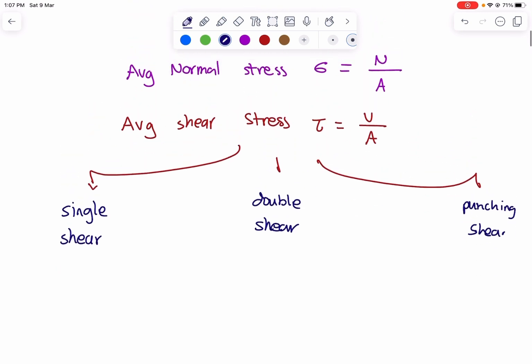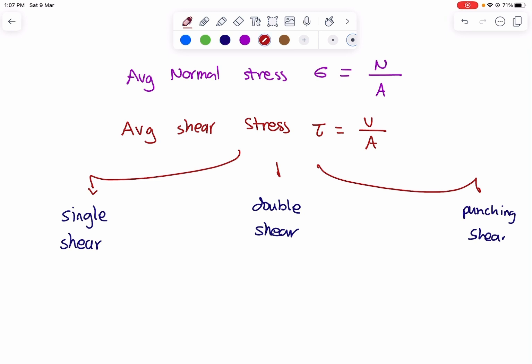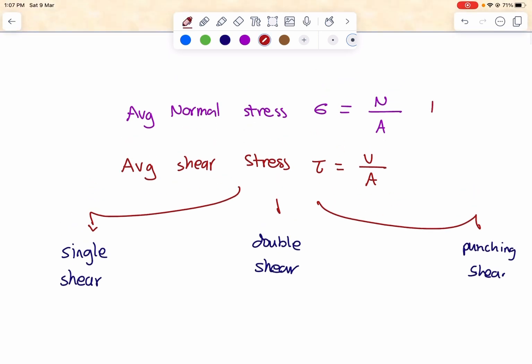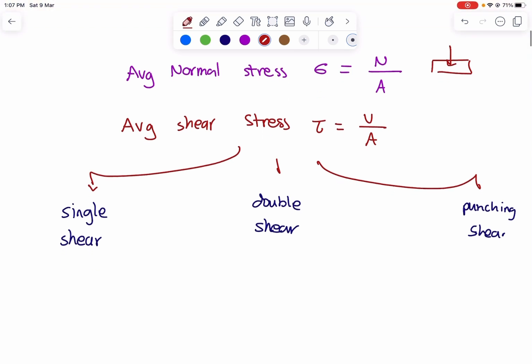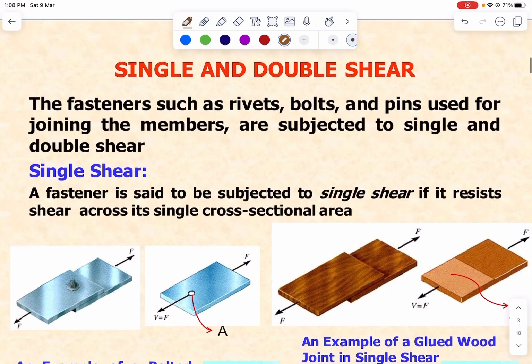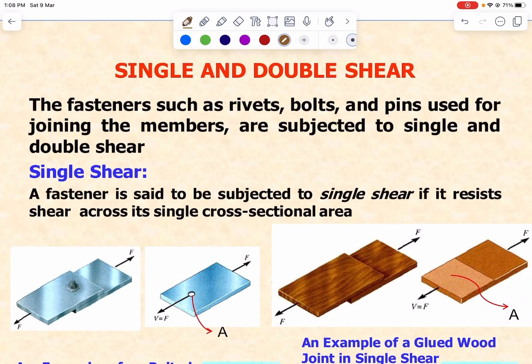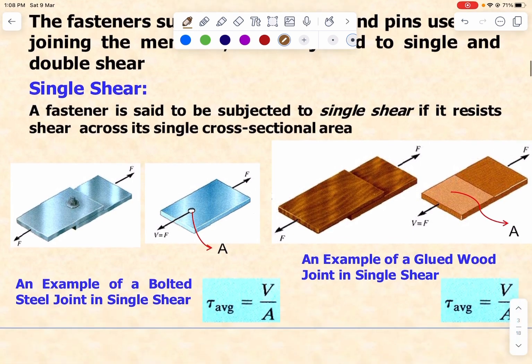Okay, so the normal stress قلنا إنه دائما يجي normal للarea، يعني perpendicular. However, the average shear stress يجي parallel because it resists sliding. So what is the meaning of average shear stress? It's the stress that resists the sliding. So here, as you can see, we have three types.